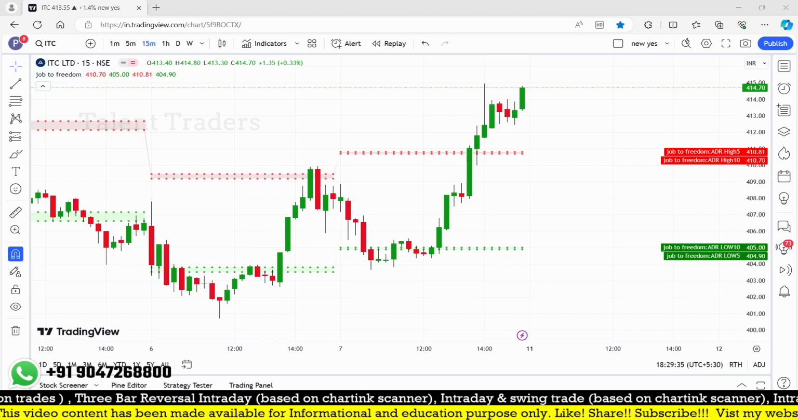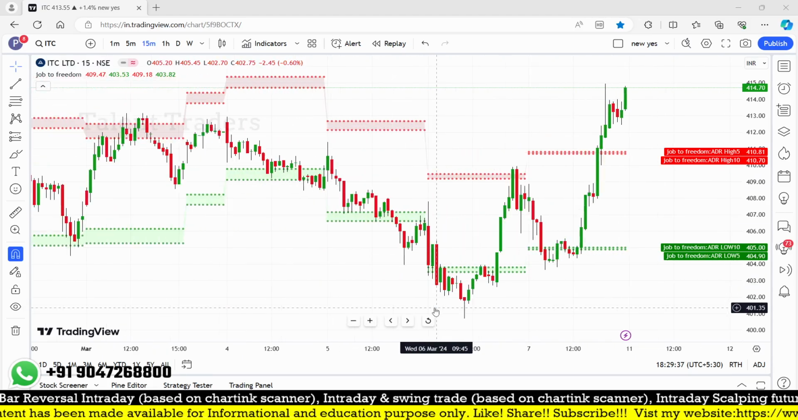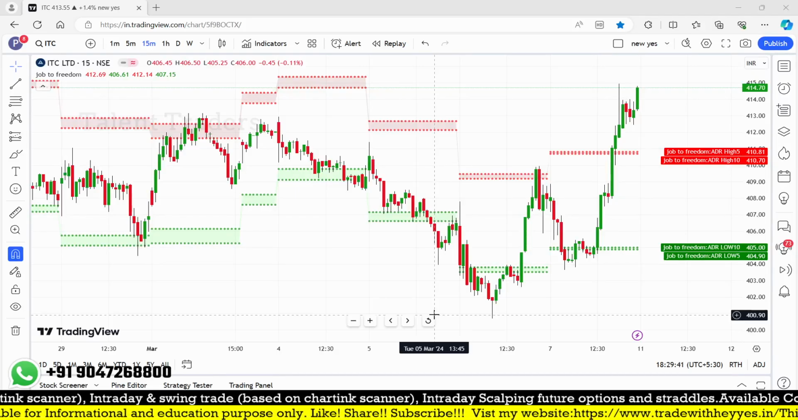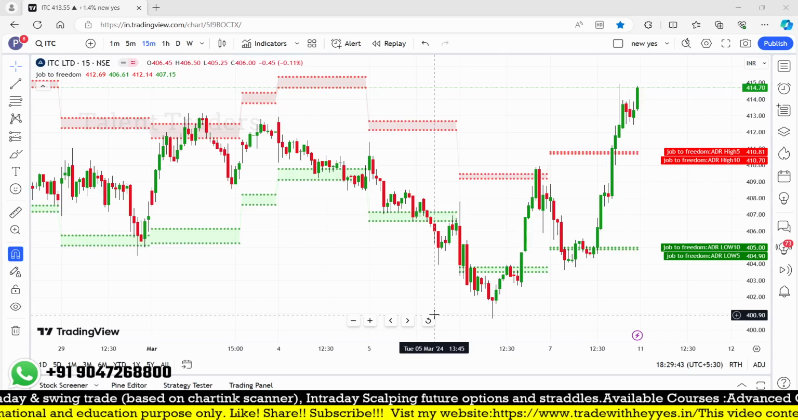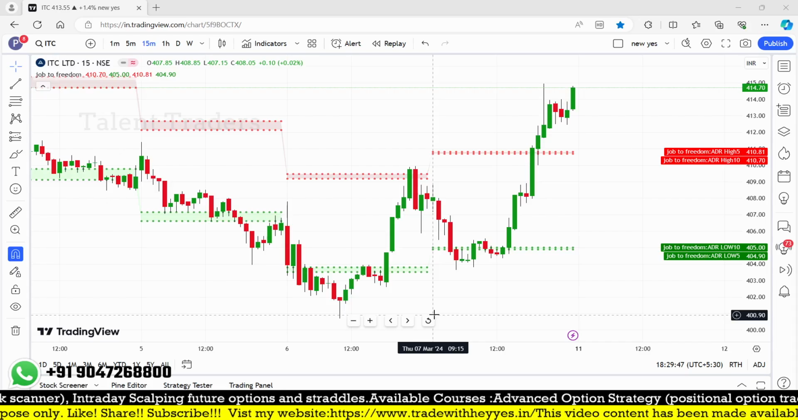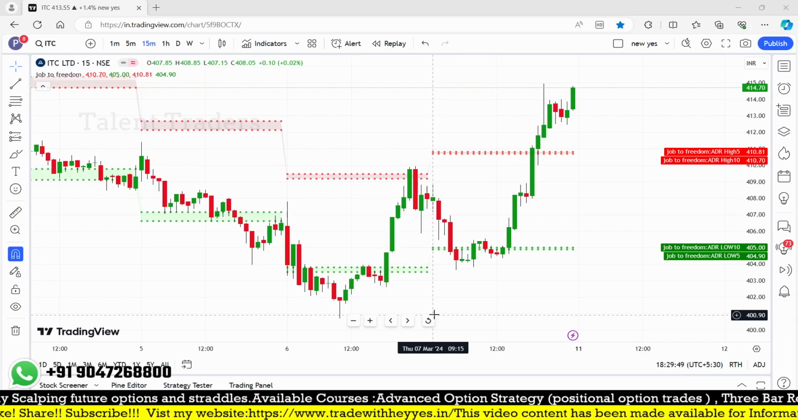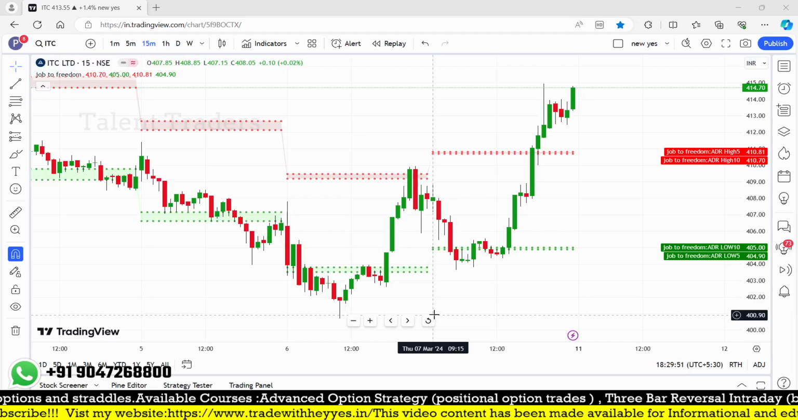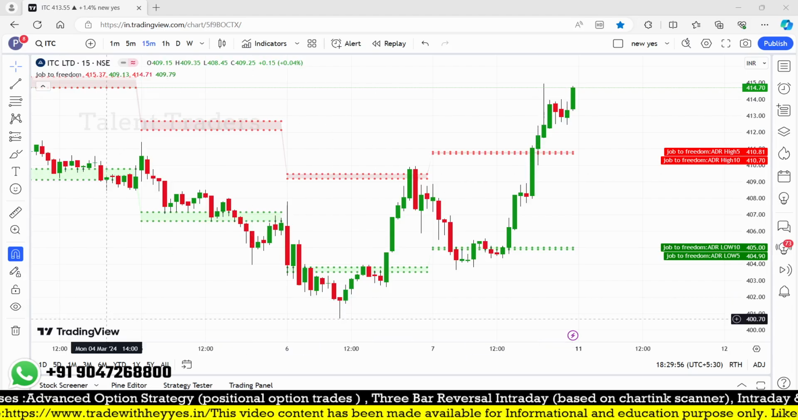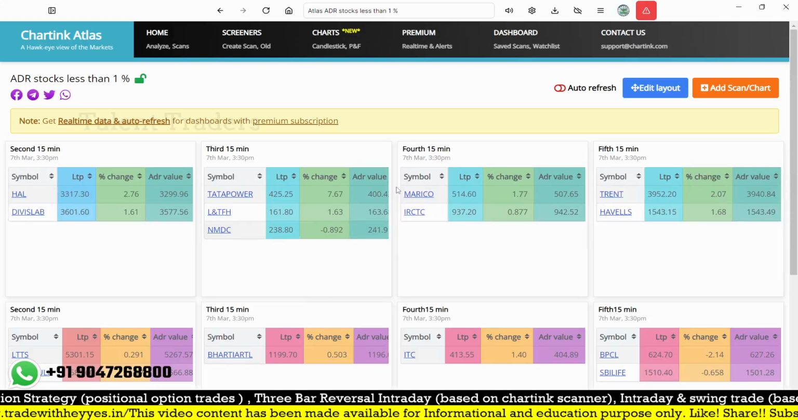Someone asked whether we can use it for intraday or positional. Both we can use, but mostly we are using it intraday. It is a daily level, calculated based on the previous day's level. So once you find an opportunity, we need to find whether we are going to plan for a breakout. Whatever scanners you have created, that is what a breakout is.